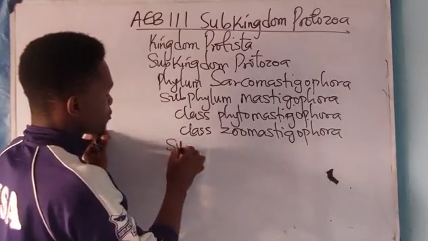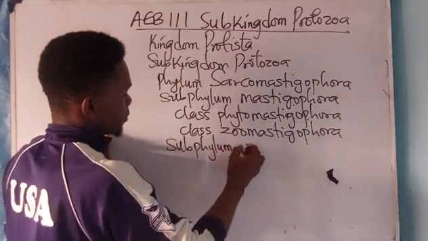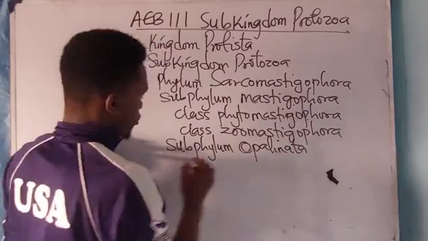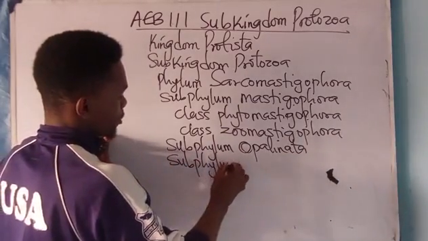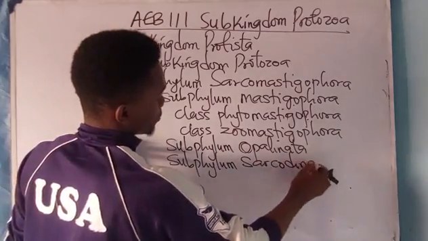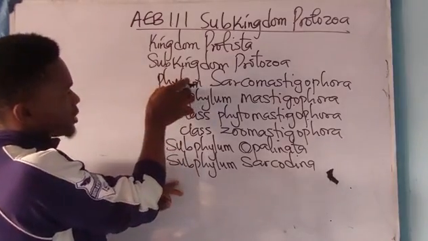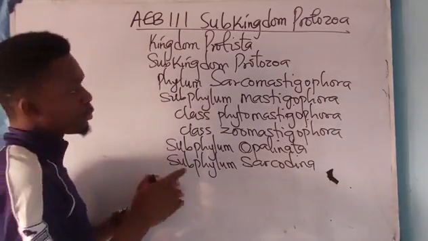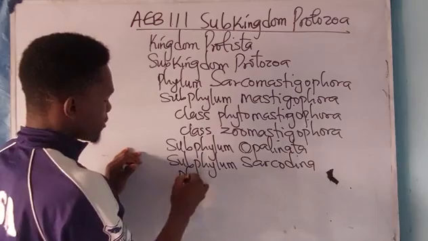You now have another subphylum. You have another subphylum, Opalinata. Alright, you have another subphylum, Sarcodina. Alright, you now have other phyla. Phylum is singular, while phyla is what? Plural. You have Phylum Sarcomastigophora. You now have other phyla.